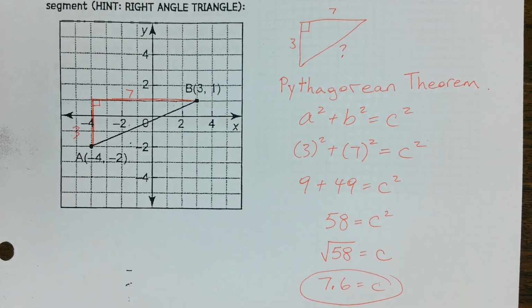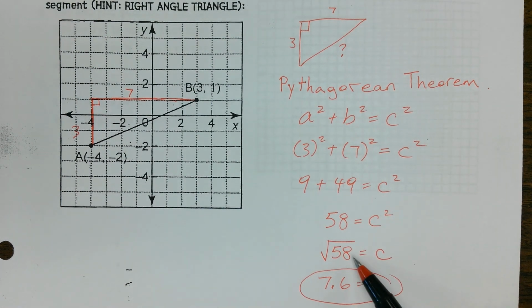Okay, so know how to use your calculator. Some calculators you have to press the 58 first. Some calculators you have to press the square root button first. Okay, and there you go. 7.6, that's the length of this line.